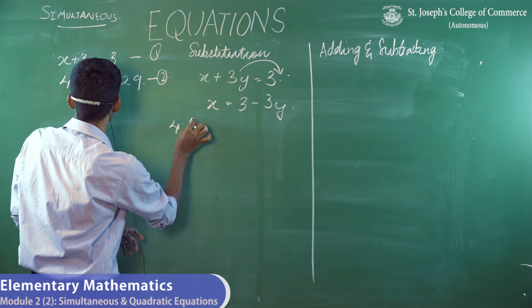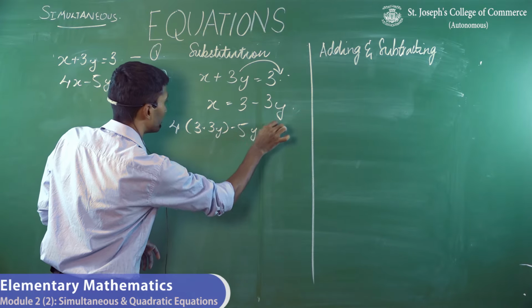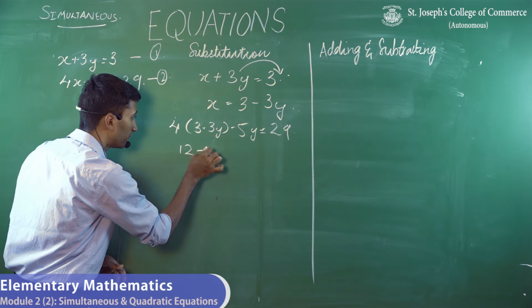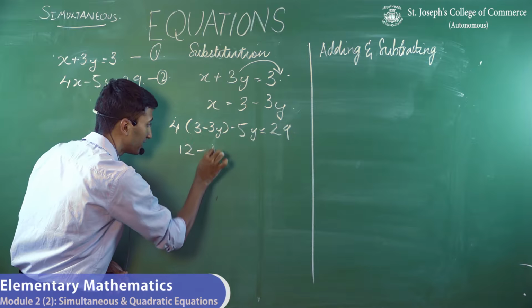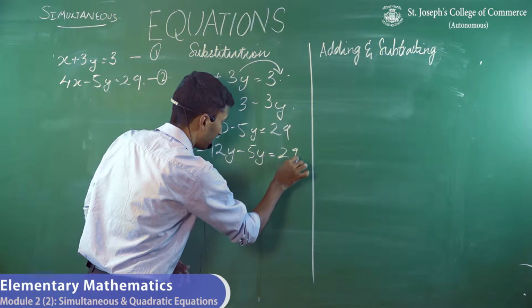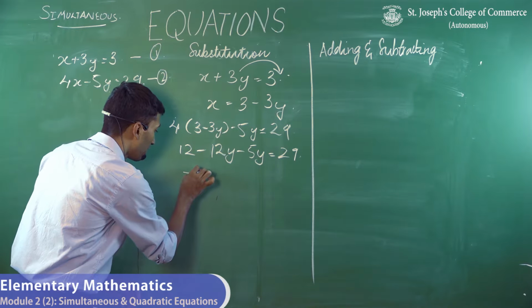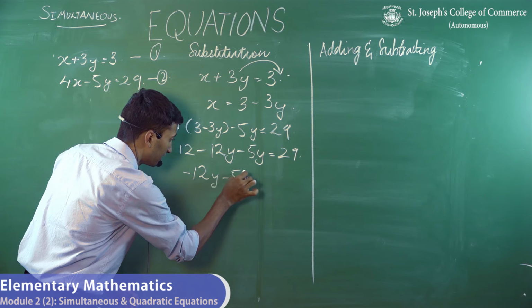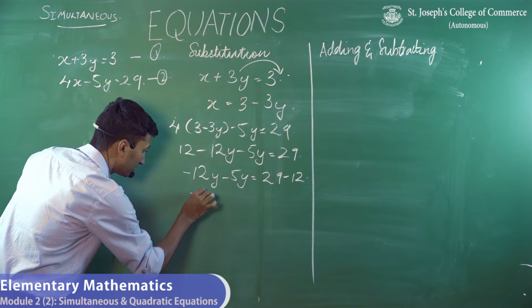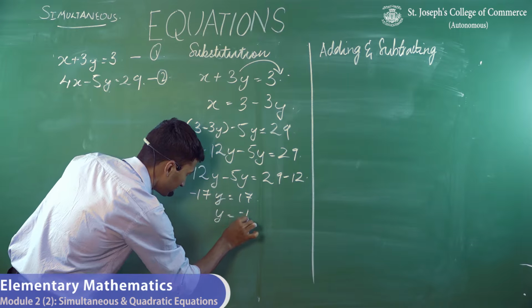So it will be 4 into 3 minus 3y minus 5y is equal to 29. So 4 into 3 is 12. 4 into minus 3y is minus 12y. Minus 5y is equal to 29. So I keep the variables on one side and transfer constants on the other side. That would mean minus 12y minus 5y is equal to 29 minus 12. That would mean minus 17y is equal to 17, and y is equal to minus 1.